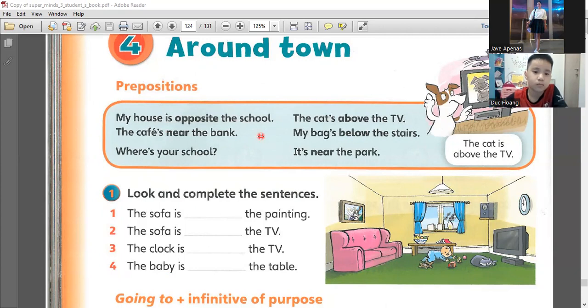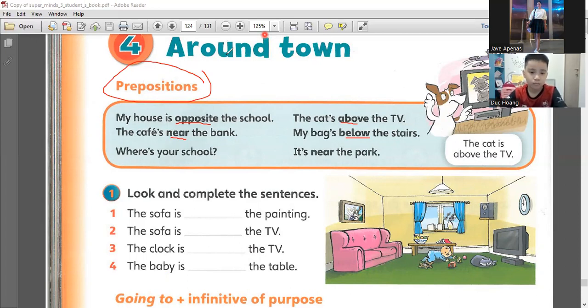Can you also see the prepositions there, the highlighted words? We have opposite, near, above, below. All these words in highlighted form are called prepositions. They locate things. They are added to a sentence for us to know the location, or where the thing is placed. That is prepositions.